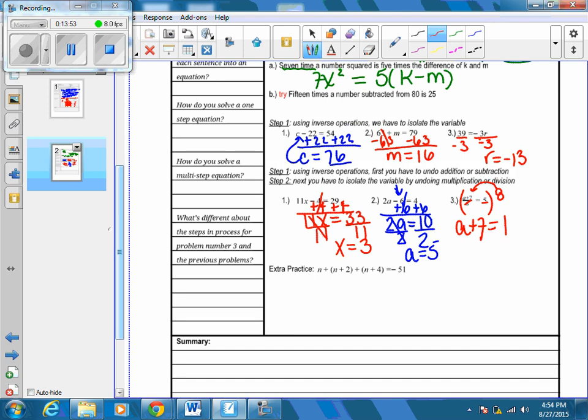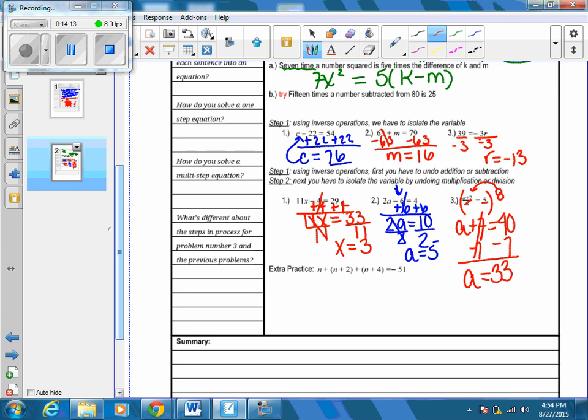And 5 times 8 is 40. From here we can solve that. So 8 plus 7, we're going to subtract 7 on both sides. Alright, those cancel. And I'm left with a is equal to 40 minus 7, which is 33. Okay?